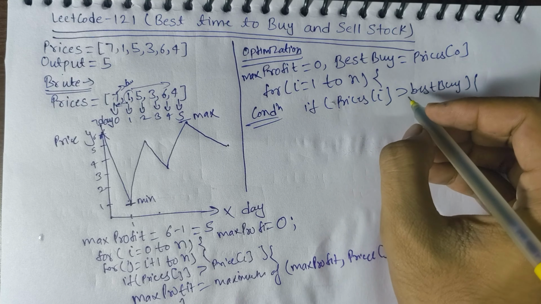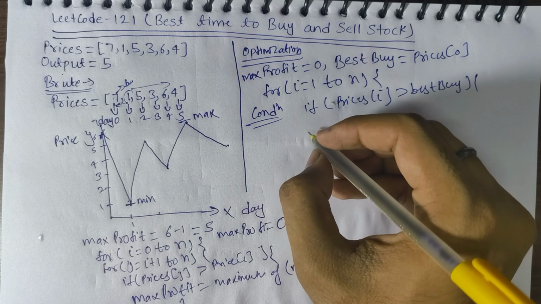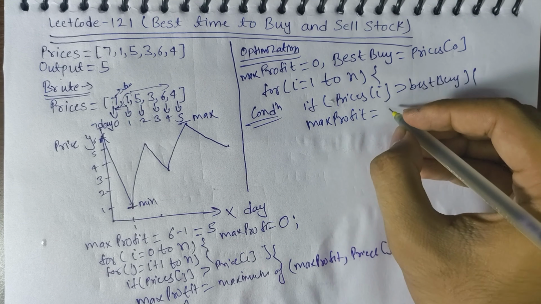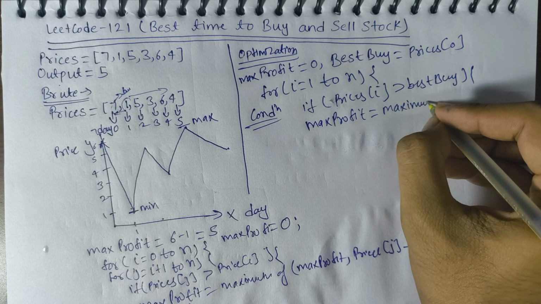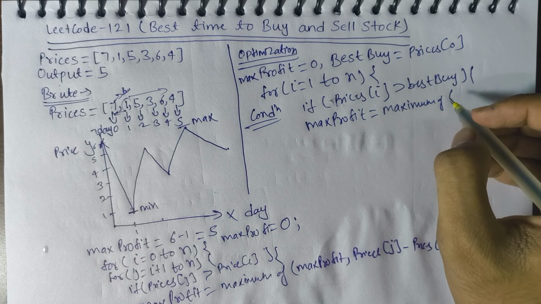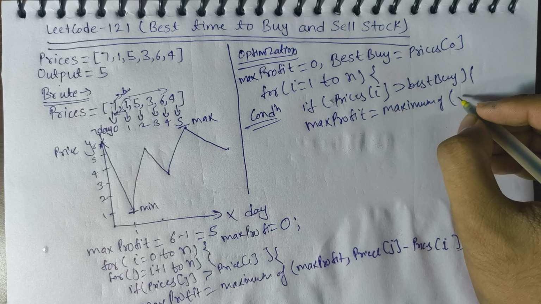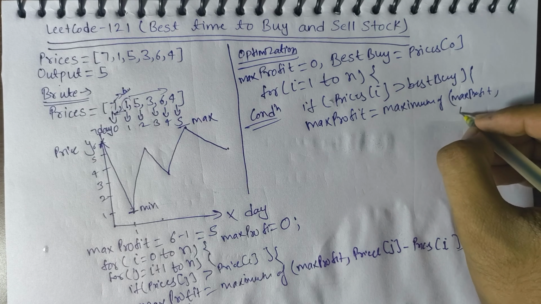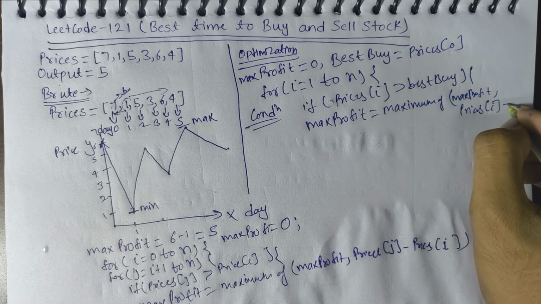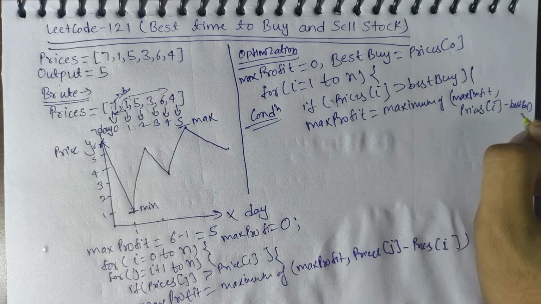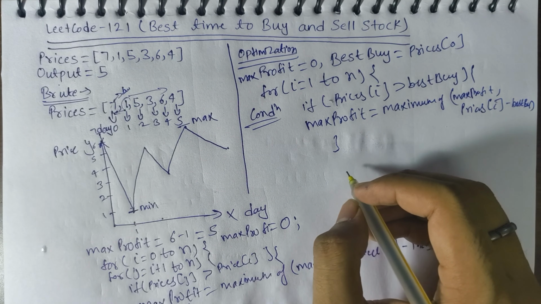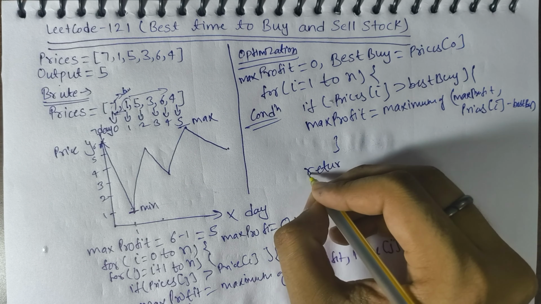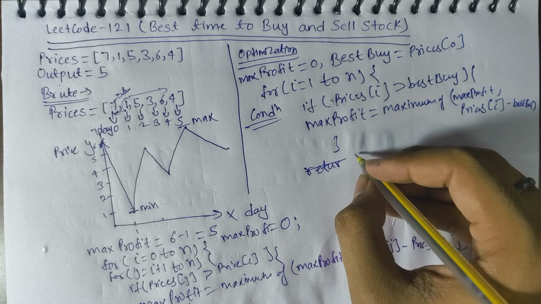If price i is greater than best buy, then we update our max profit is equal to maximum of max profit and price i minus best buy. Okay, this is our max profit, and we can also update our best buy.